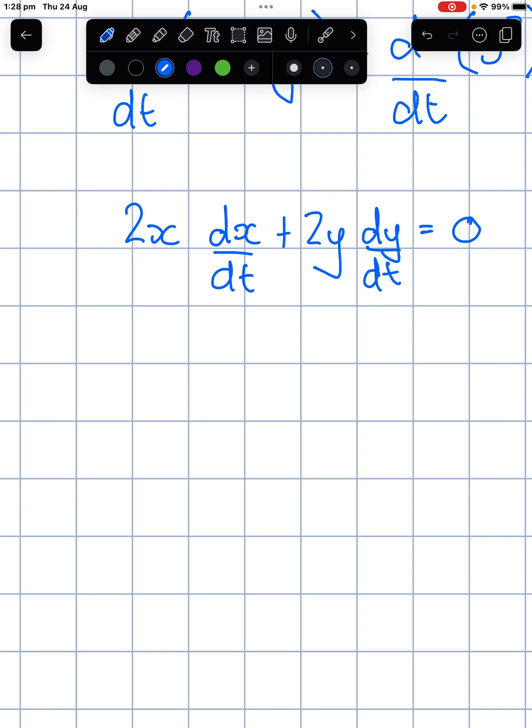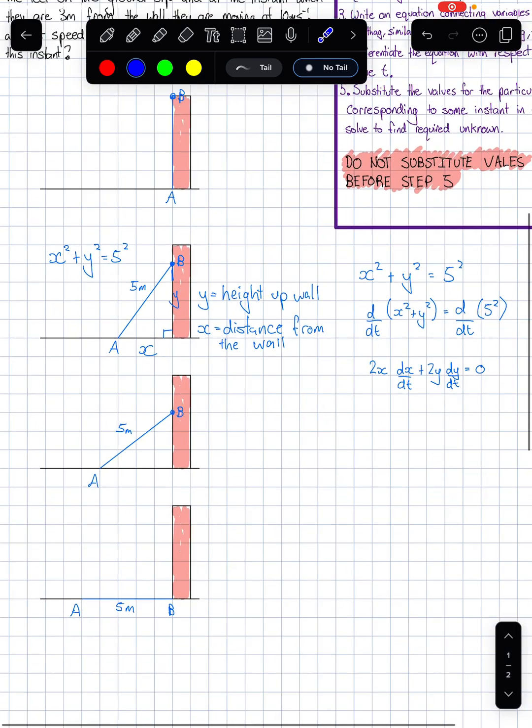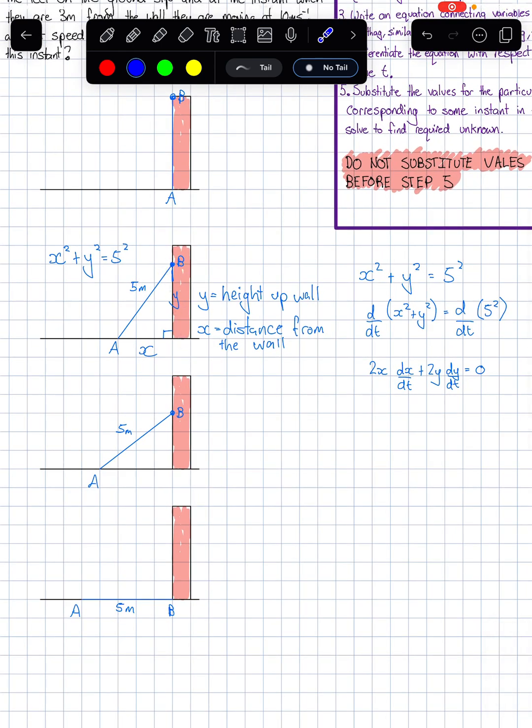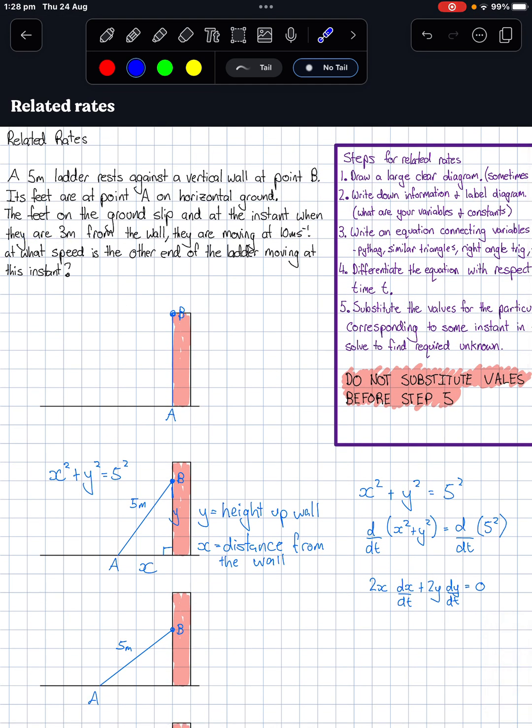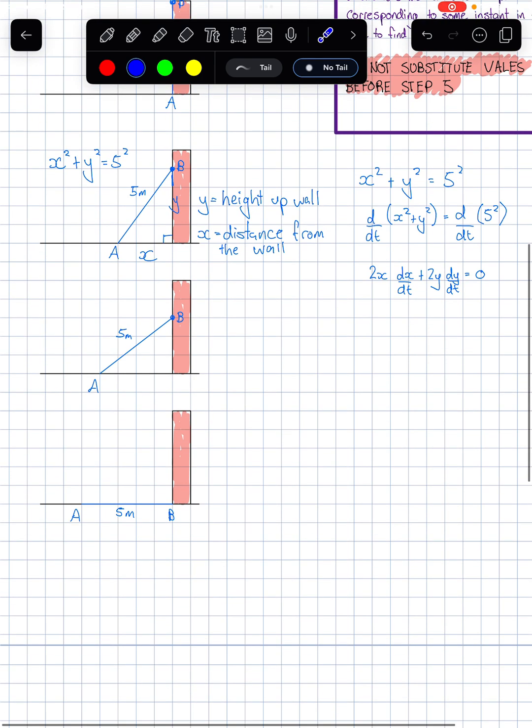Now, we've now got these values here of dx dt and dy dt. In this question, what it talks about is the change of y with respect to time and the change of x with respect to time. So you've got to remember this is a ladder falling down a wall. And we notice here that if the feet are 3 meters from the wall, they are moving at 10 meters per second.